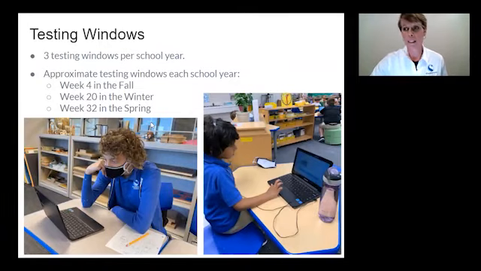MAP recommends that students are assessed 3 times within a school year. So a traditional school year has 36 weeks. At Starwood schools, we tend to have 38 weeks. So you see on the screen the approximate weeks that we are doing our testing for fall, winter, and spring. During each testing window, a student completes an assessment in math and in reading. Each test takes about 30 to 45 minutes.